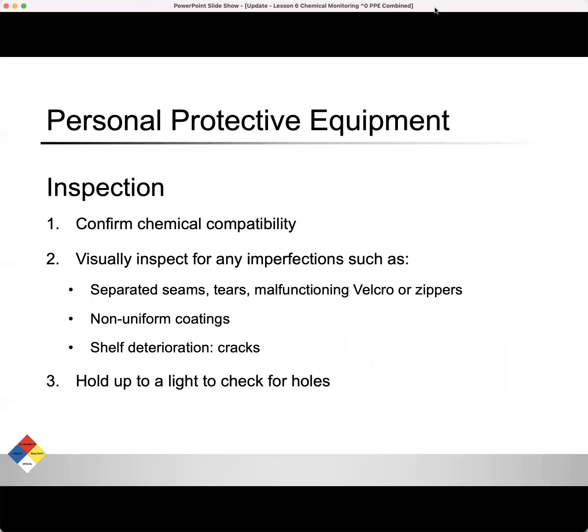So what's part of that inspection process? We're going to confirm chemical compatibility before we go into the hazard zone. We're going to visually inspect for any imperfections, such as separated seams, tears, malfunctioning Velcro or zippers, non-uniform coatings, or shelf deterioration, such as cracks. We're also going to hold it up to light to check for holes, see if any light shines through the material.